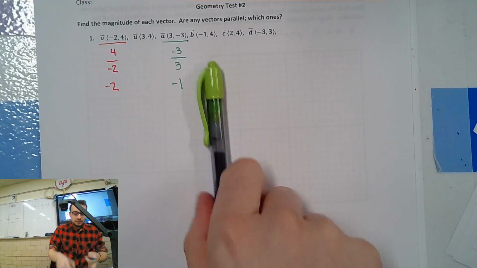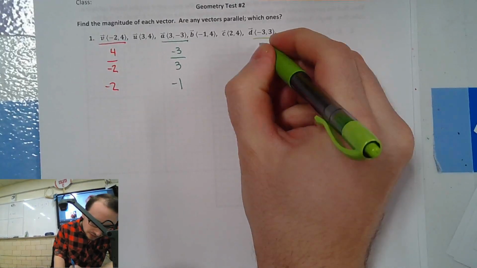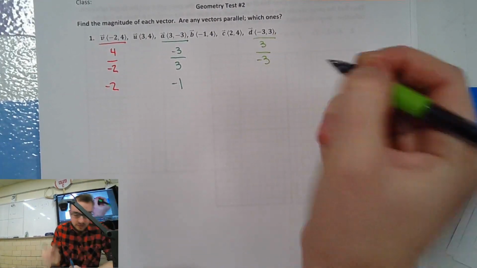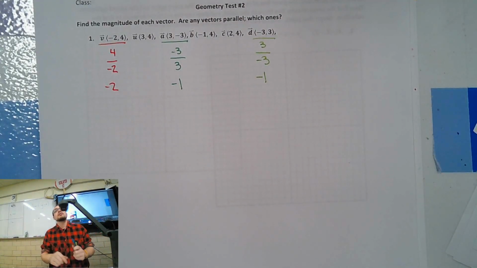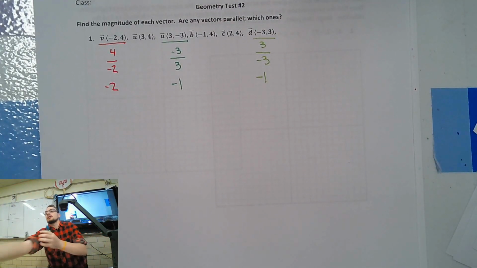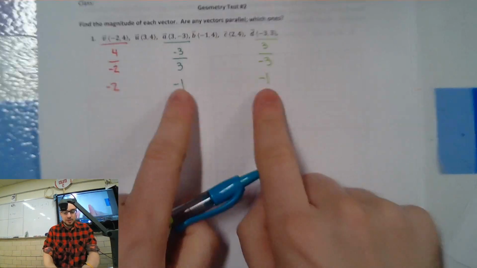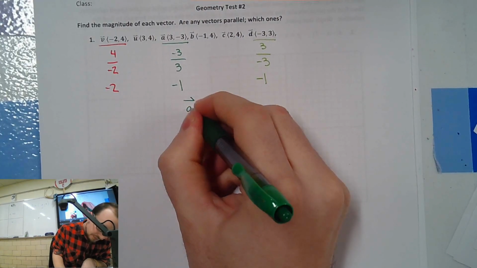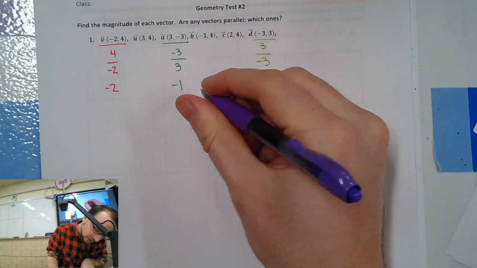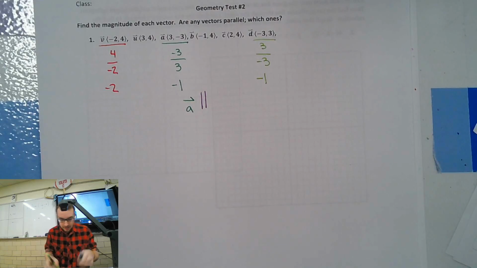Thank you. All right. This one is 3 over -3, which also reduces to -1. So those two will be parallel. Purple? I need purple. Thank you. So these two will be parallel. The way we write that is we say that vector A is going to be parallel to vector D.